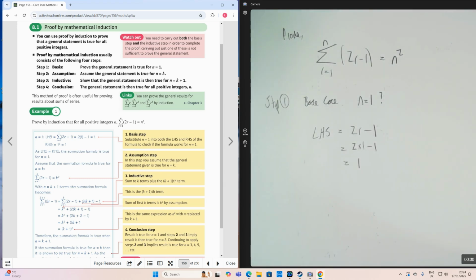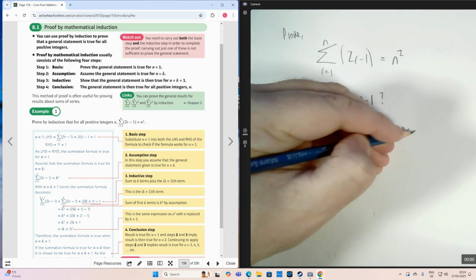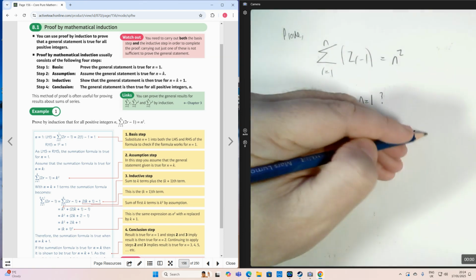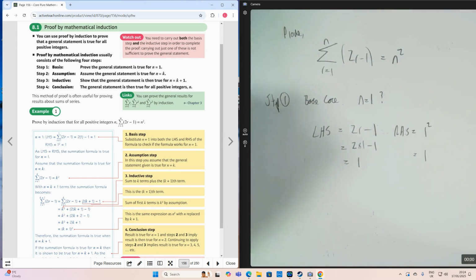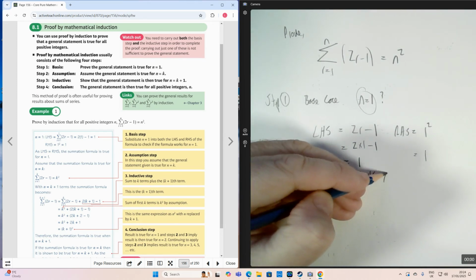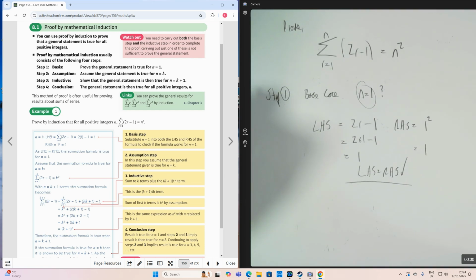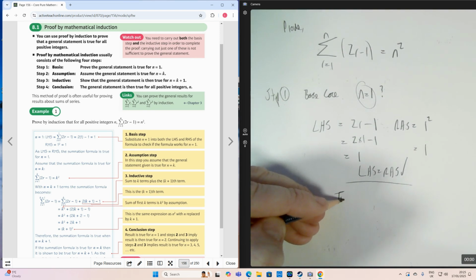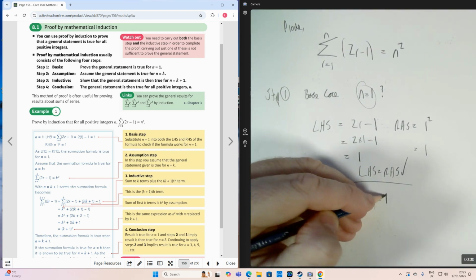Okay, so the left-hand side is equal to 1. Let's see what the right-hand side is equal to. The right-hand side is equal to 1 squared, and 1 squared is equal to 1. So we found that when n is 1, the left-hand side does equal the right-hand side. So that's good. So we can say that the formula is true for n equals 1.